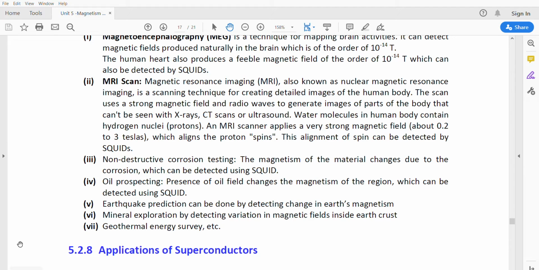And earthquake protection can be done using the changes in earth magnetism. By observing the changes in the earth's magnetic field using the SQUIDs, we can easily identify earthquake predictions and minerals present in the earth's core. And also the changes in the thermal energy of the earth, geothermal energy, we can easily understand using these SQUID type of devices by observing the changes in the magnetic field produced from that particular area.